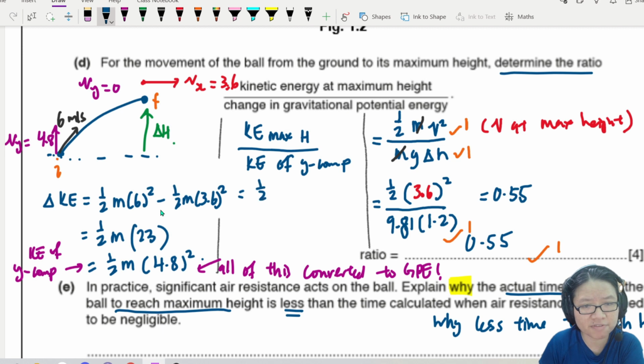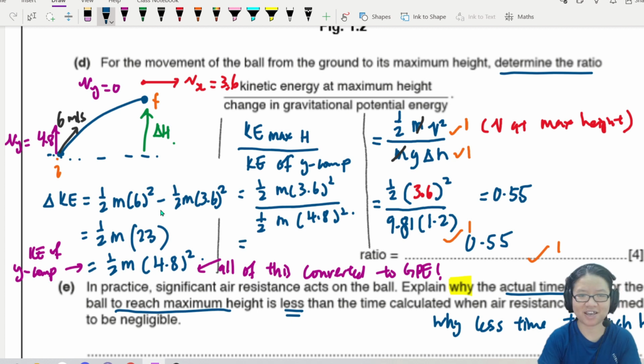So this is half m 3.6 squared divided by half m 4.8 squared. So you can cut everything away and you'll get 3.6 over 4.8. When you square the whole thing, you'll get 0.56. Close enough. Okay, because this 1.2 we rounded, remember? We rounded from 1.17. So it's close enough. So here is the same answer. You can see, okay, 0.556, 0.55.